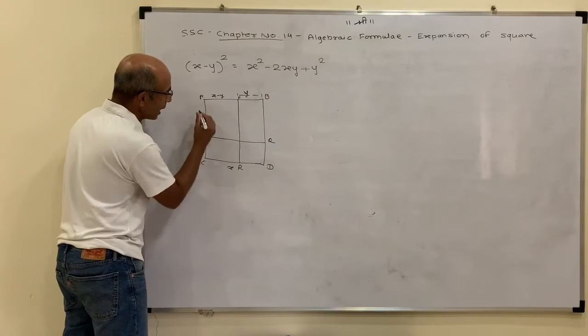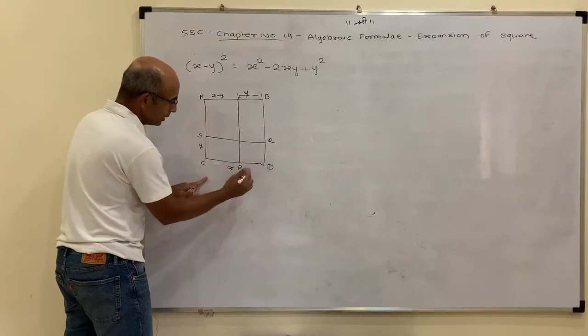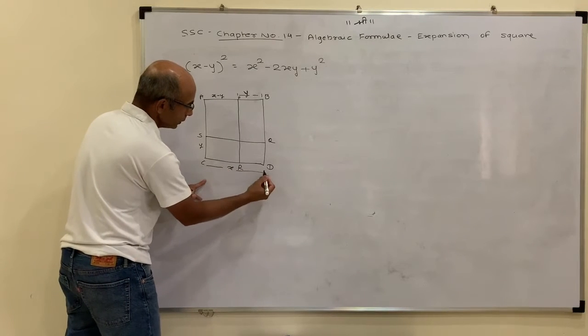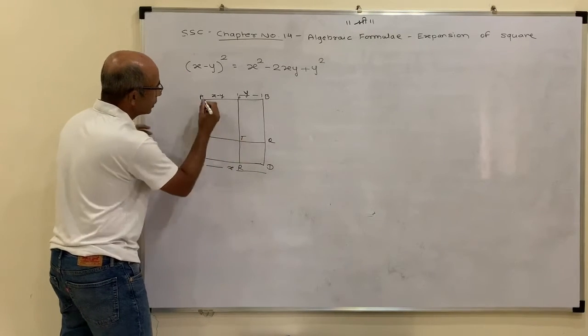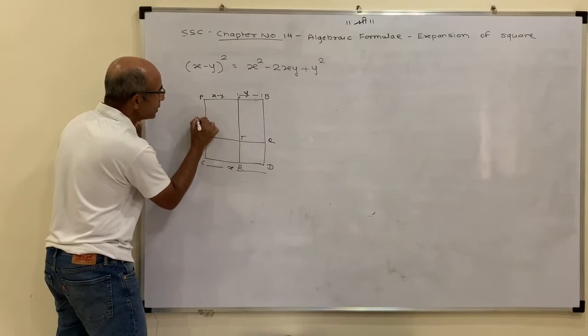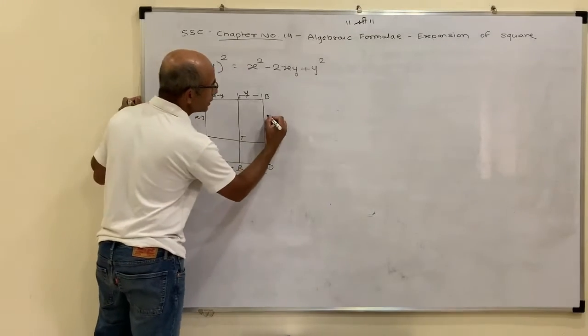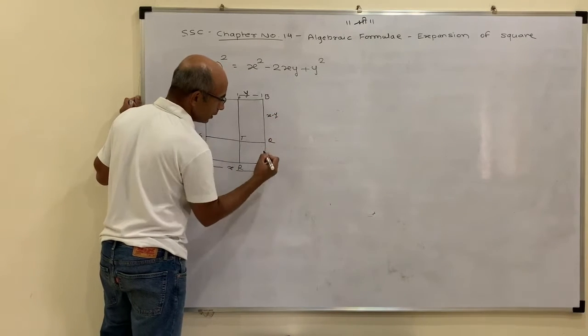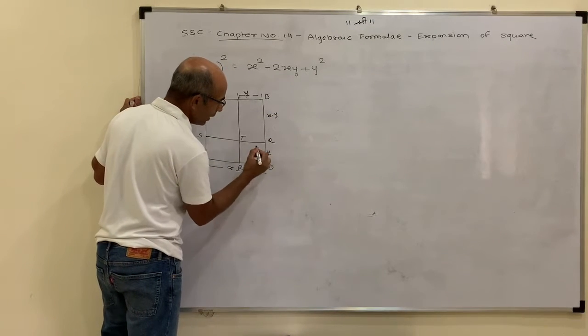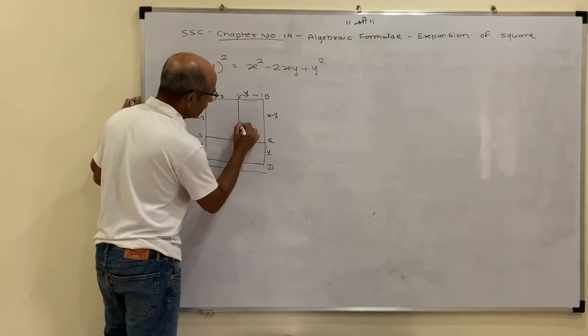So this distance again, see, this is a square, so total distance is X. So this distance again, X minus Y. So this distance, X minus Y. And this distance is Y. This is Y, this is Y, this is X minus Y.